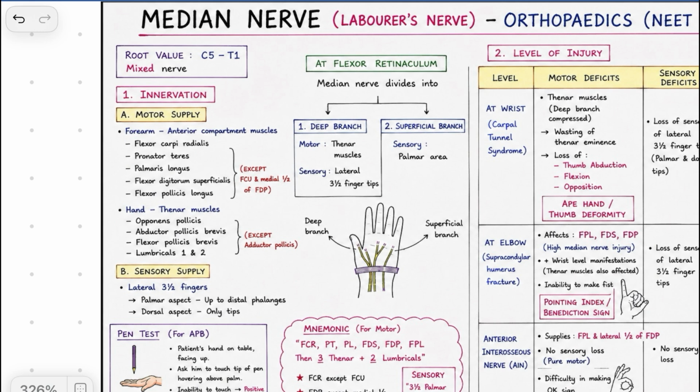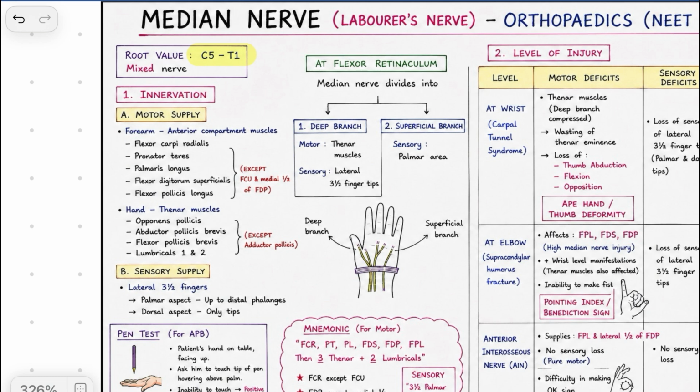So to start with, let us quickly understand its anatomy. The root value is C5 to T1 and it is a mixed nerve. So there is a motor supply and sensory supply, as you all know. So let us decode these things.